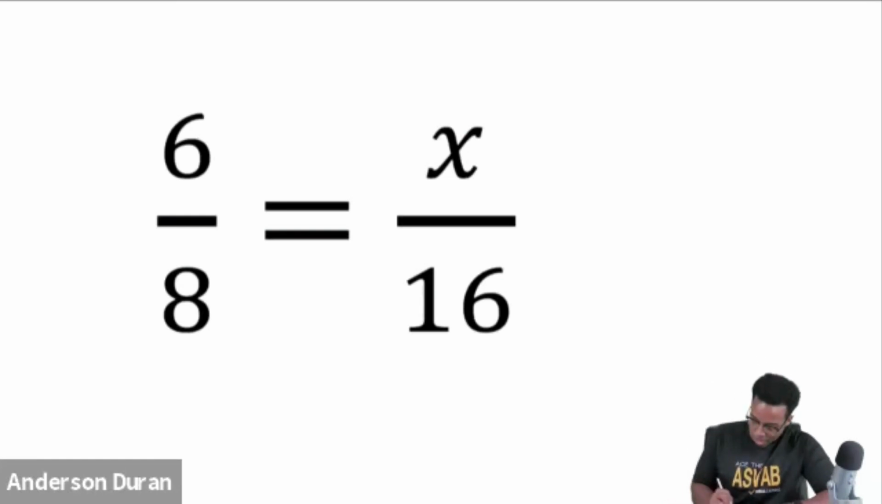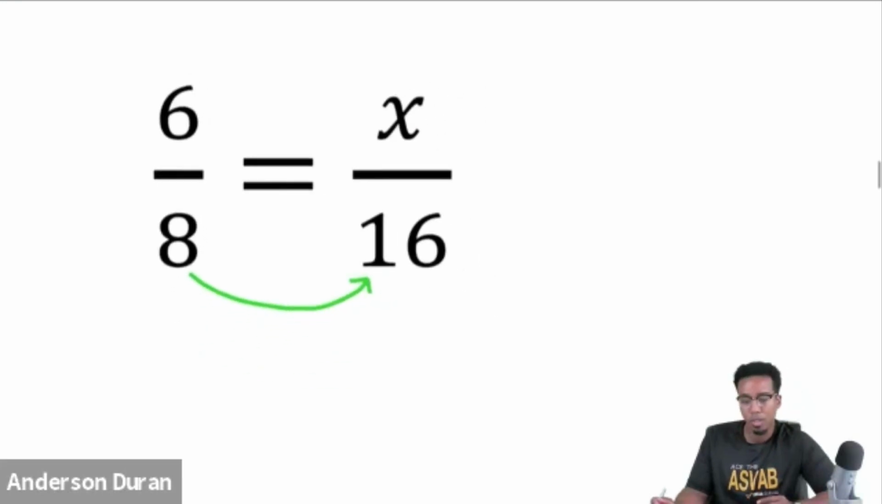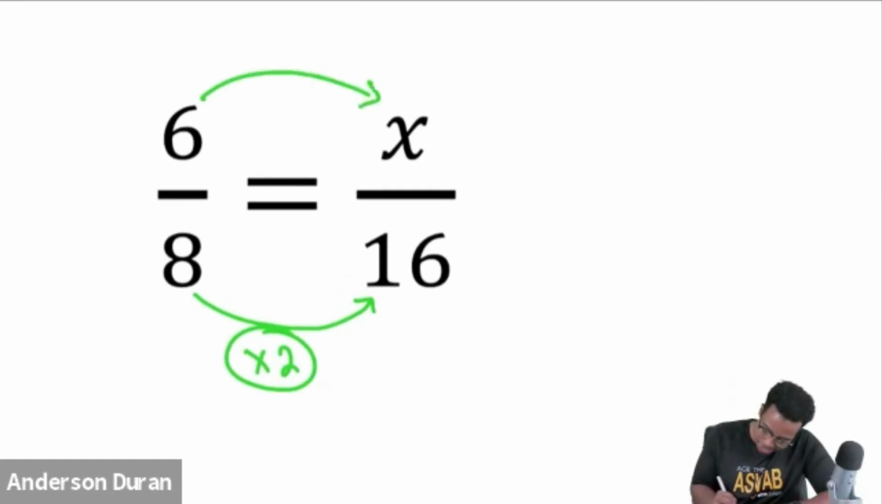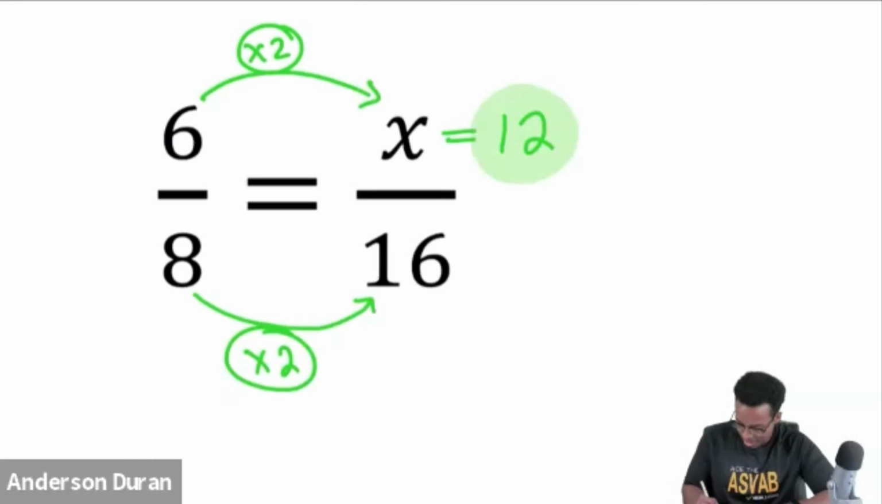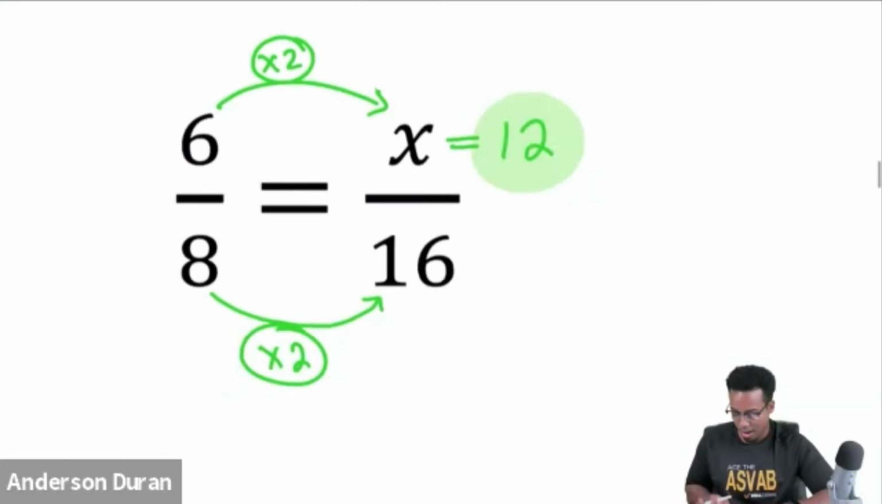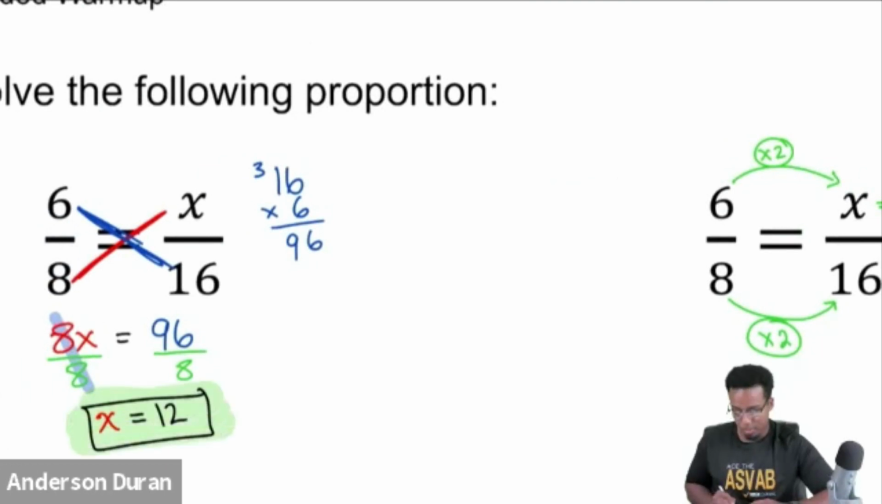Look at this. Everybody, what do I multiply 8 by to get to 16? You multiply by 2. Exactly. Everybody, what happens when I multiply 6 times 2? What do I get? Look at that. Wow, 12. Did we just do the same problem with literally one step?